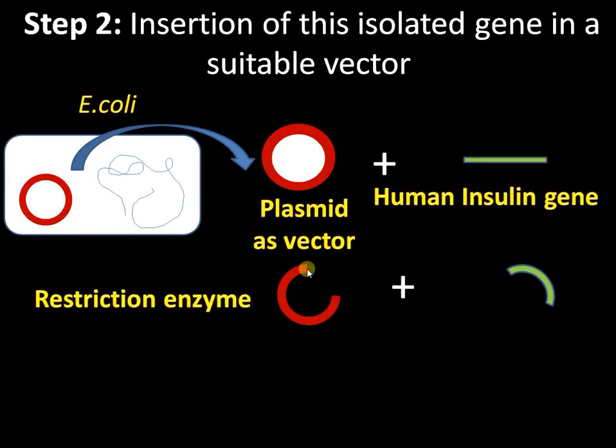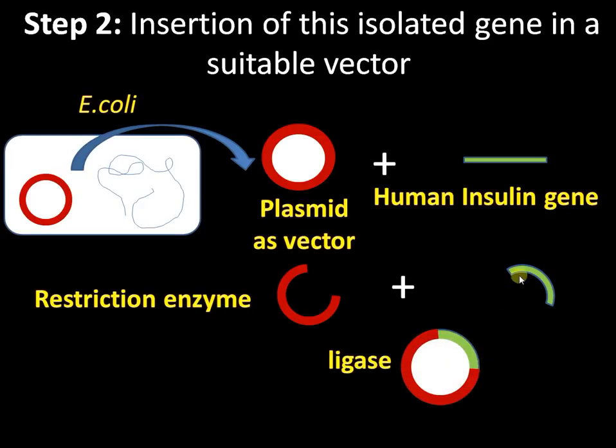First of all, we need to make a cut in the vector using a restriction enzyme. Restriction enzymes are enzymes that are capable of making internal cuts at specific sites in a DNA molecule. So we need to incorporate our insulin gene into this vector. What I did was make a cut using a restriction enzyme, and now I have incorporated my insulin gene into the vector and sealed the cut ends with the enzyme ligase.